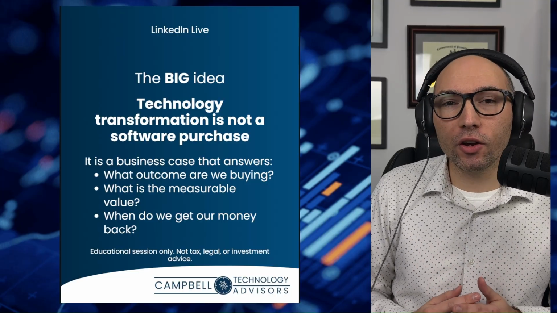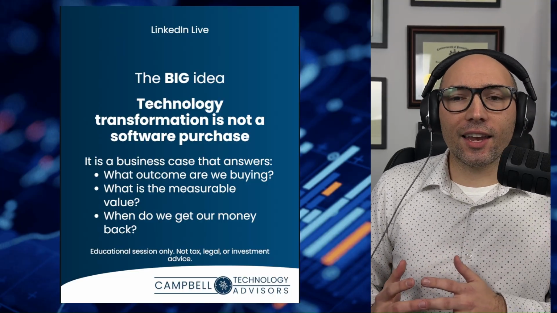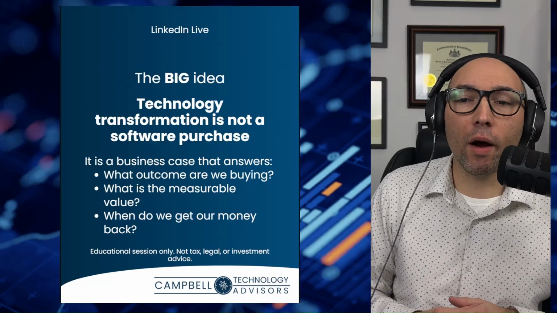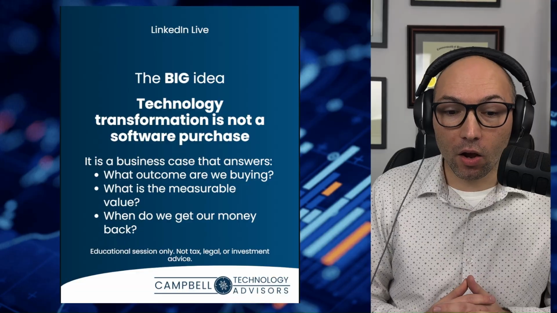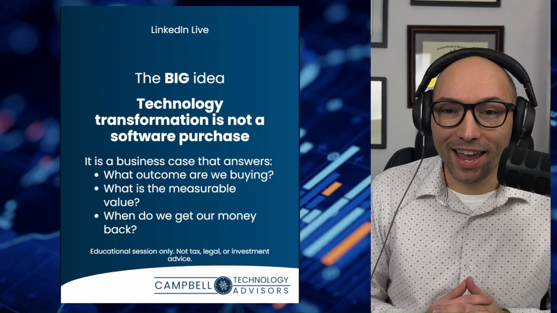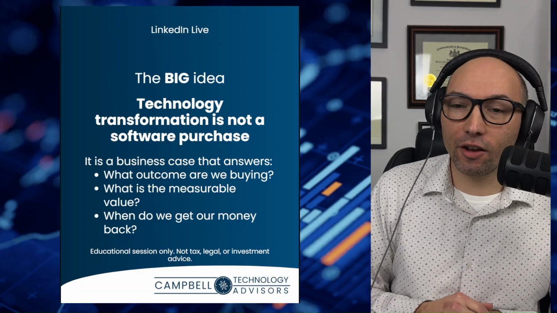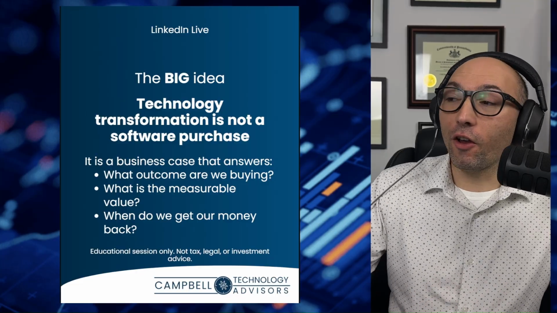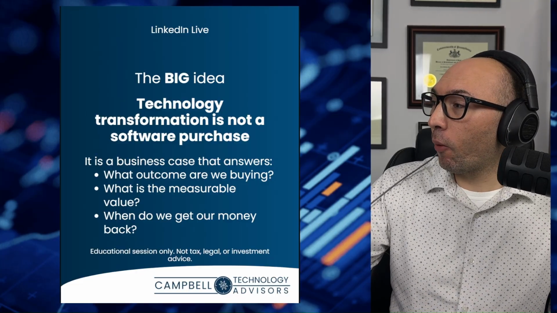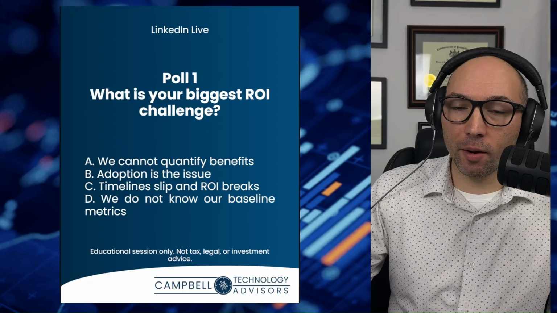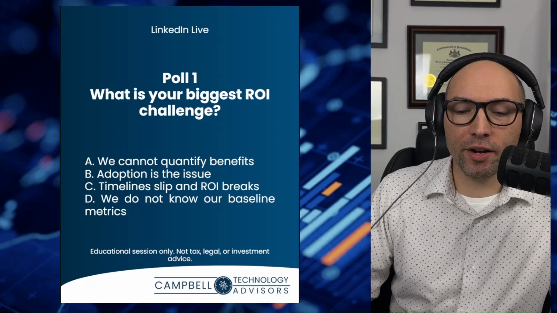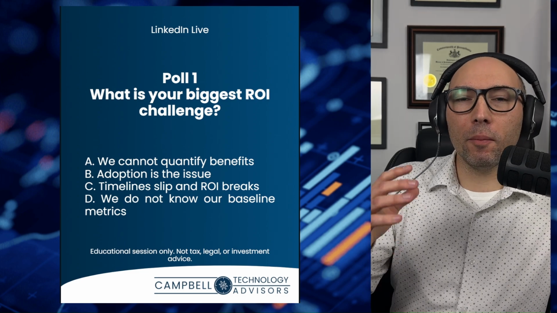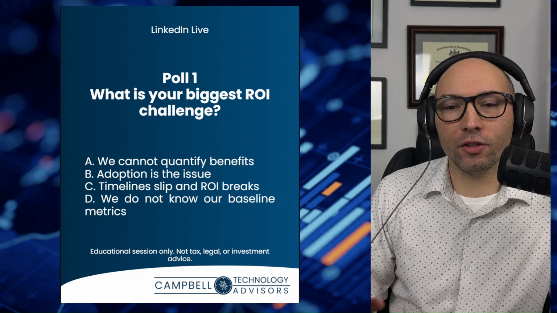If your project or this software cannot answer these 3 questions, then you really don't have a transformation plan. You have a hope plan. And hope is not an implementation strategy. So, something I want to ask everyone, and feel free to put this in the comments, but it's a quick poll to calibrate the room. What is your biggest ROI challenge today?